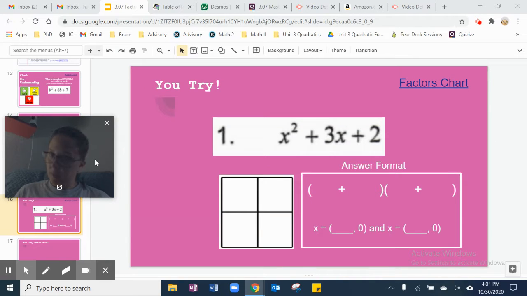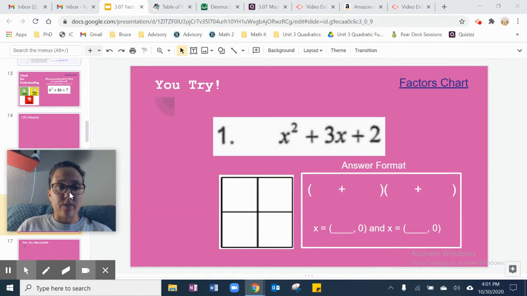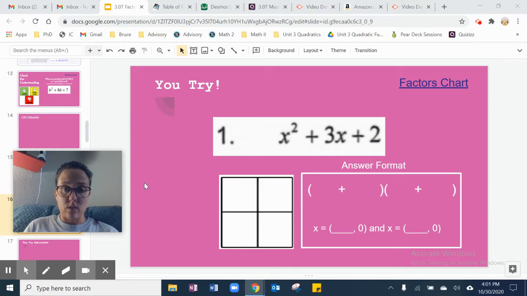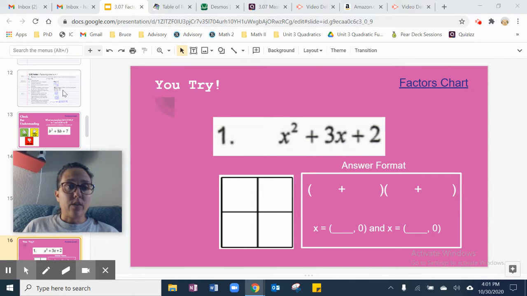x squared plus 3x plus 2. We want to factor this, so the answer should be in factored form, and then we also want to give the zeros. So let's go to our notes.